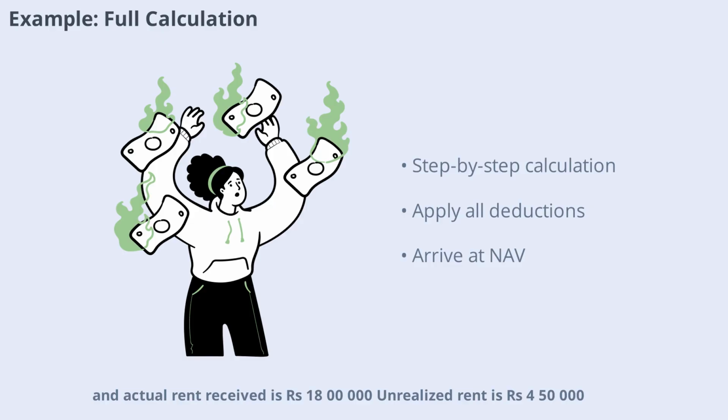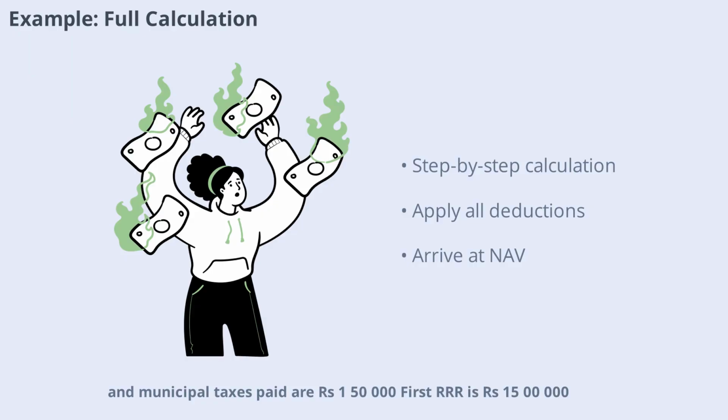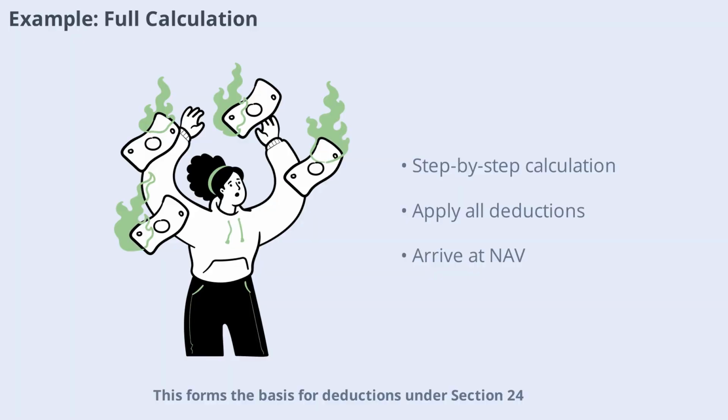450,000, and municipal taxes paid are Rs. 150,000. First, RRR is Rs. 1,500,000. Actual rent receivable is Rs. 1,350,000. The higher value Rs. 1,500,000 is the GAV. After deducting municipal taxes, the NAV is Rs. 1,350,000. This forms the basis for deductions under Section 24.